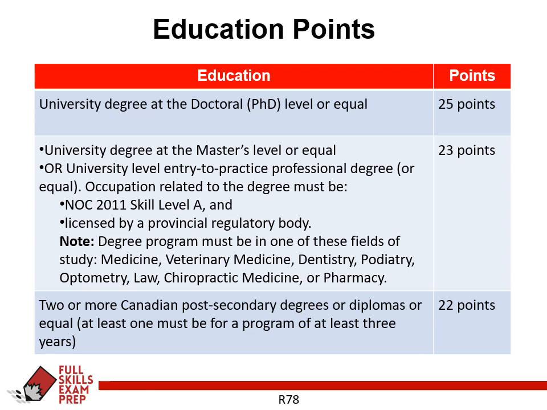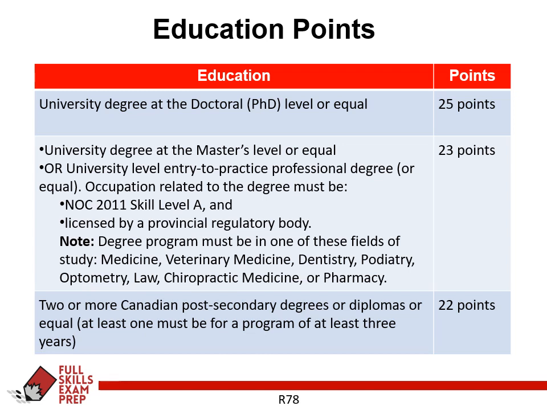Those entry to practice degrees, though, are pretty special in that they have to be pretty specific. So they have to be skill level A. The occupation itself has to be licensed by a provincial regulatory body. And then they give the only options here. So medicine, veterinary medicine, dentistry, podiatry, optometry, law, chiropractic medicine, or pharmacy. So remember that the person's license would have to transfer over anyways for this.